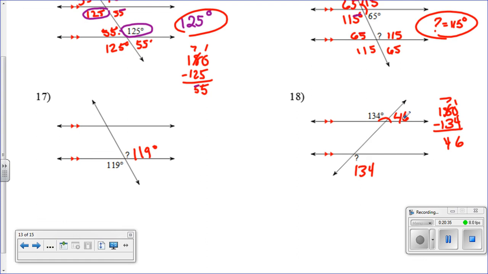If this one's 46, the one underneath it, these two make up 180. So that means this must be 134. And if this is 134, this must be 46. All four of these angles are going to be the same on the bottom. So 134, 46, 134, and 46. So that's how you could figure that out. So your answer here, your question, is actually 134 degrees.